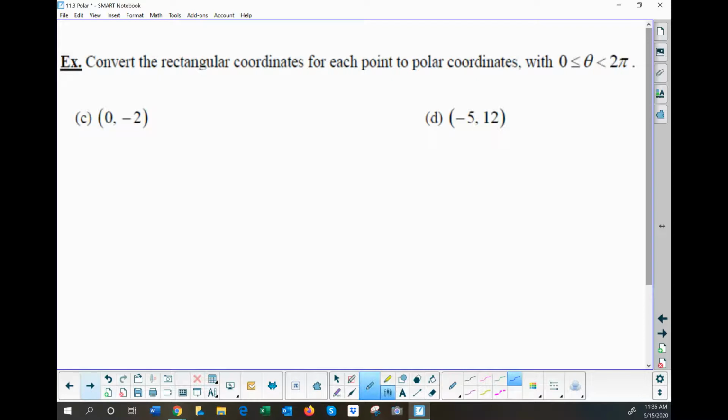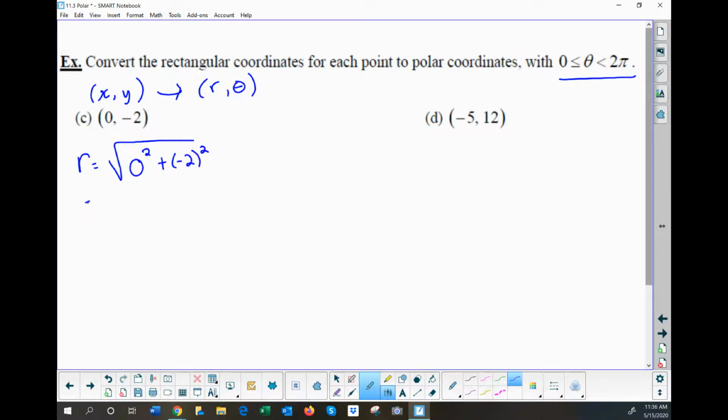Convert the rectangular for each coordinate to polar coordinates, keeping in mind that we want theta to be expressed as a positive. So this is rectangular. We're starting with xy. We want to convert it to r theta. To get r, we want to do the square root, don't we? Oh yeah, well, let's go ahead and do it. 0 squared plus -2 squared will give me r squared equal to 4. Square root of 4 is an r value of 2.